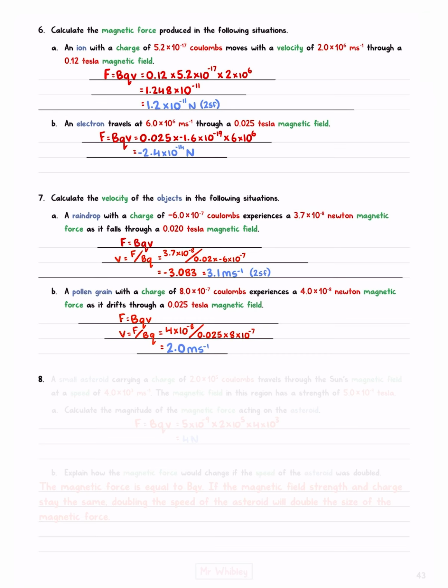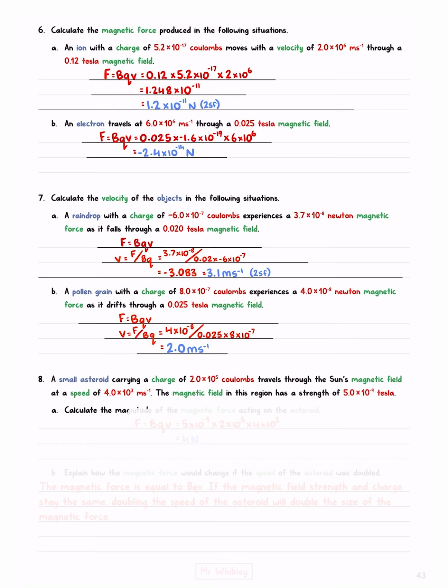Question 8. A small asteroid carrying a charge of 2 × 10^5 coulombs travels through the sun's magnetic field at a speed of 4 × 10^3 meters per second. The magnetic field in this region has a strength of 5 × 10^-9 Tesla. Calculate the magnitude of the magnetic force acting on the asteroid. F is BQV. We're given all of these things in the question, which gives us 4 newtons.